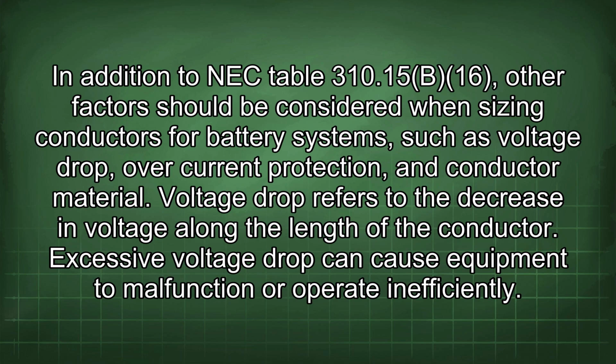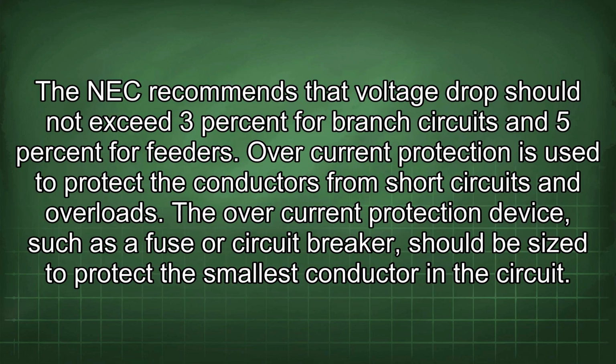In addition to NEC Table 310.15(B)(16), other factors should be considered when sizing conductors for battery systems, such as voltage drop, overcurrent protection, and conductor material. Voltage drop refers to the decrease in voltage along the length of the conductor. Excessive voltage drop can cause equipment to malfunction or operate inefficiently. The NEC recommends that voltage drop should not exceed 3% for branch circuits and 5% for feeders.